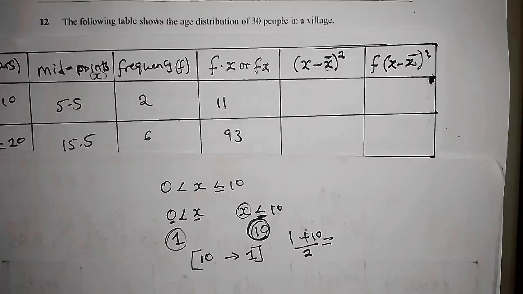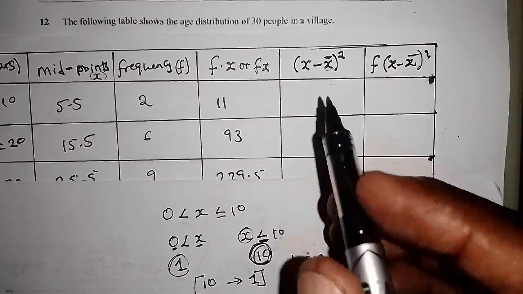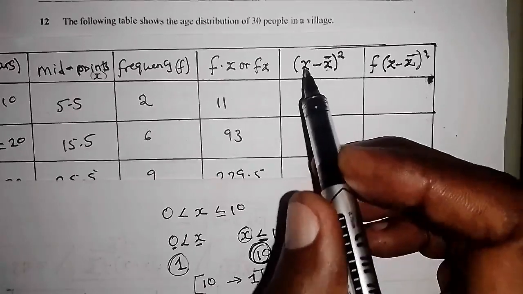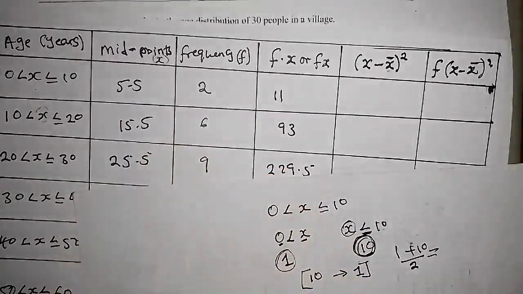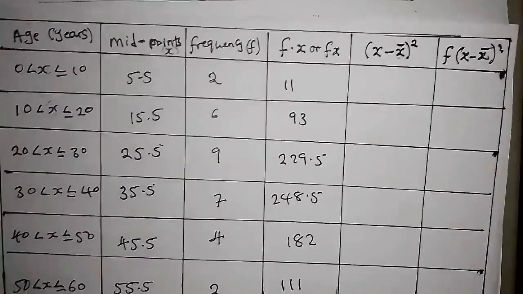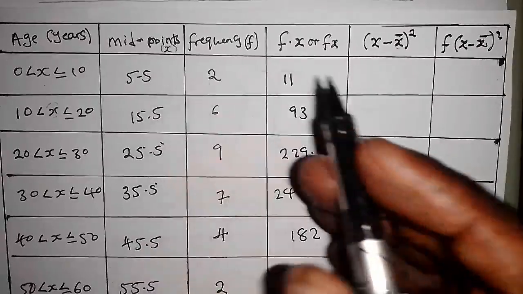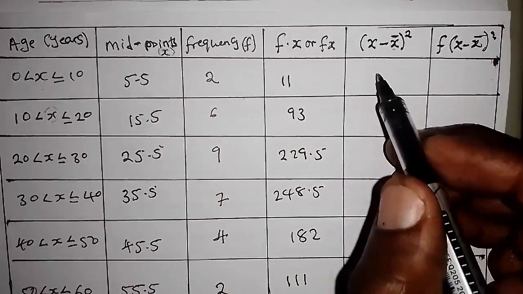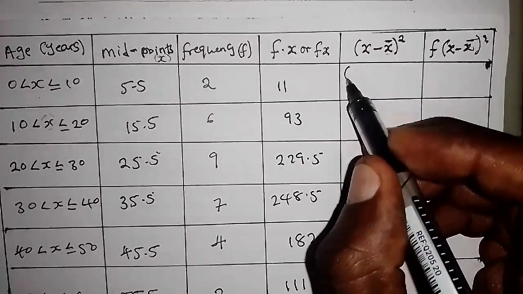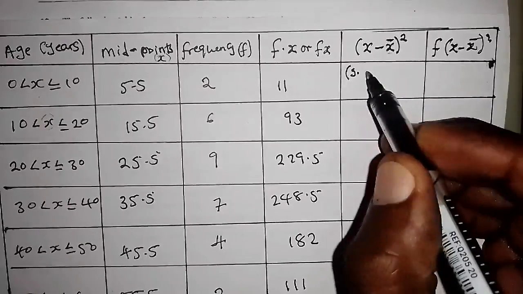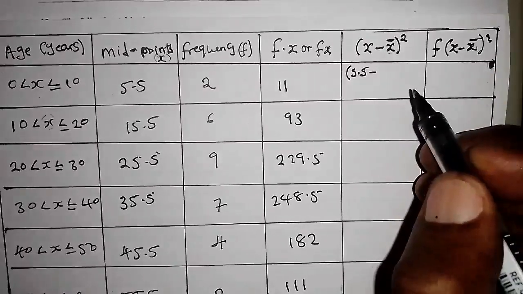So what you do there is x. Just to help you understand what is happening, for this x you'll be getting the midpoint value, not the interval numbers. So you say it's 5.5 minus the mean. Now let us find the mean.